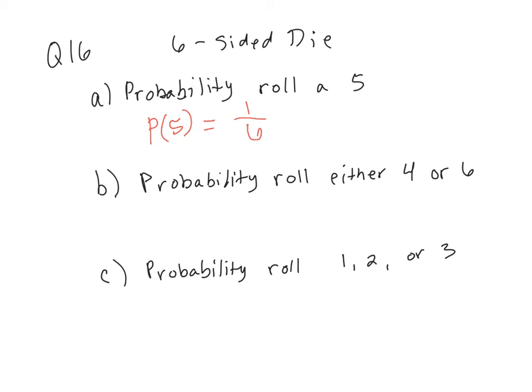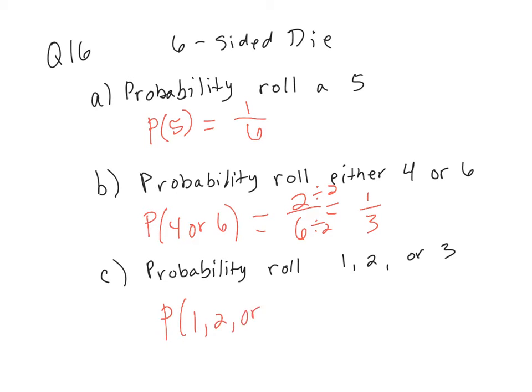Probability of rolling either a 4 or 6. Well, there is 1 4 and 1 6, so that's 2 chances out of the total of 6. We can simplify that to 1/3. The probability of rolling a 1, 2, or 3 is going to be, there are 3 numbers there out of the 6 total, so it'll be 1/2.